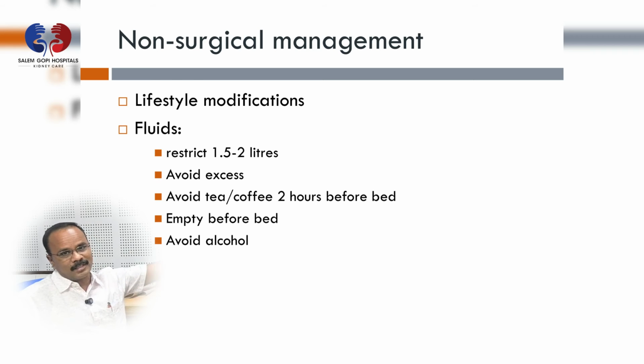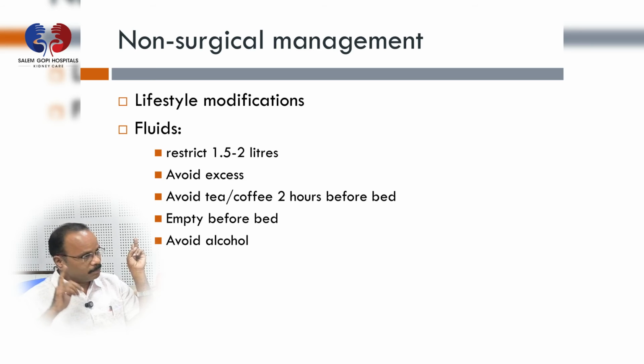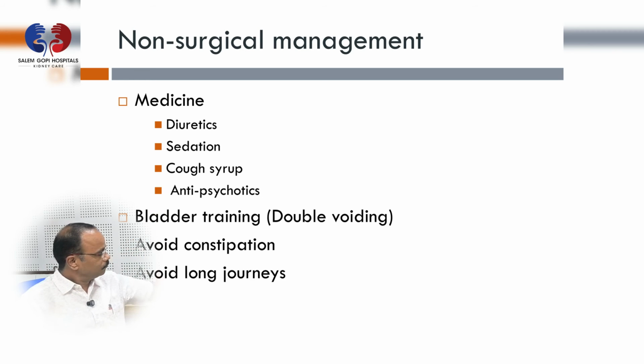For a prostate patient, you have to advise them to reduce the fluid intake because they will have frequency of urination, especially during night time. So we have to restrict the fluid intake to 1.5 to 2 liters. Next, avoid excess fluids, avoid tea and coffee before going to bed, empty your bladder before going to bed, and avoid alcohol.